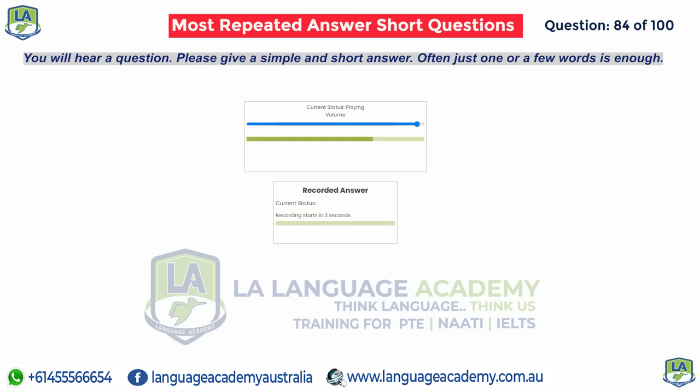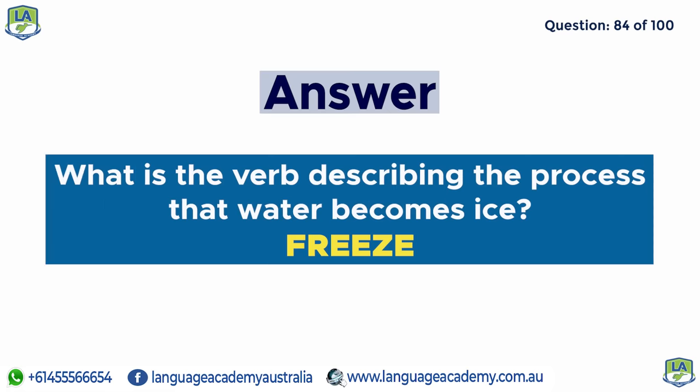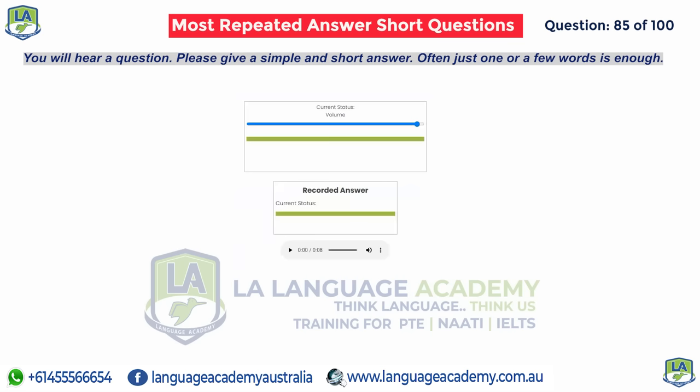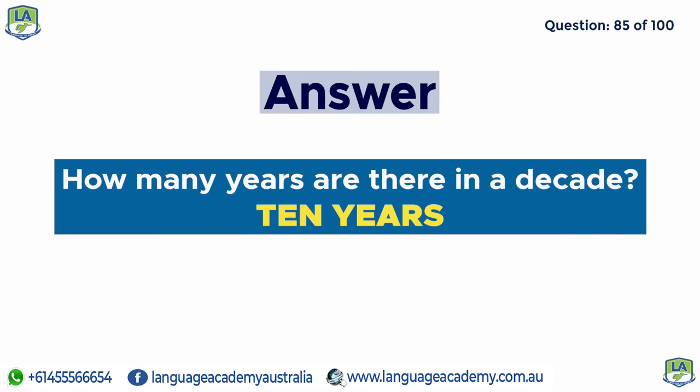What is the verb describing the process that water becomes ice? Freeze. How many years are there in a decade? 10 years.